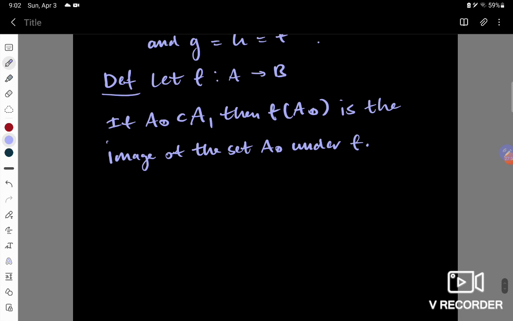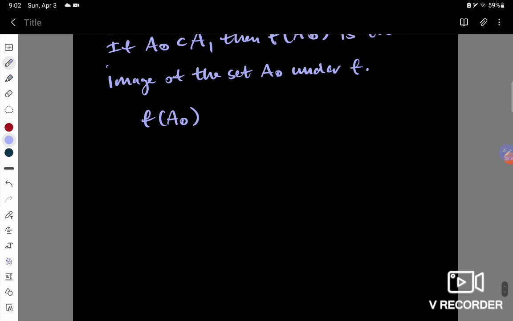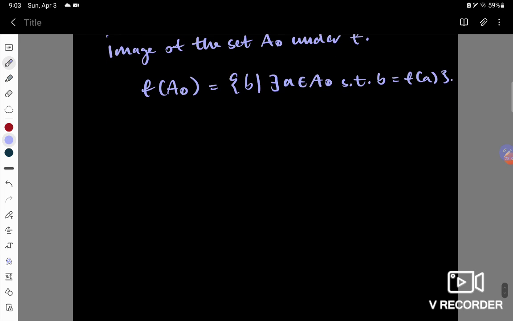And this is similar to how we defined image generally earlier, but now we're just taking images of whole sets instead of points one by one. So we're collating them into sets, and we're letting f map that whole set point-wise, and we're calling this the image of the set A naught under f. And we can write this out symbolically. f of A naught equals the set of all b such that there exists an a in A naught such that b equals f of a. Okay, so that's the symbolic way of looking at it.